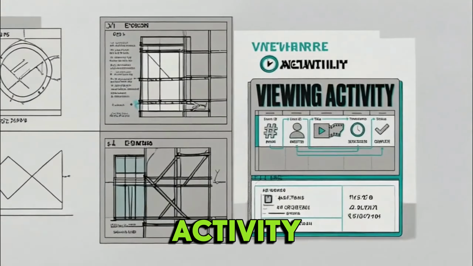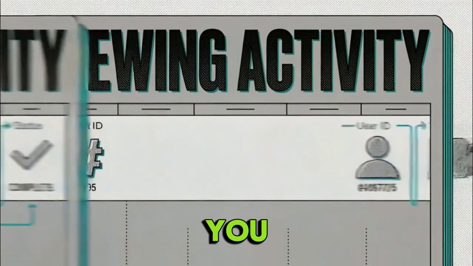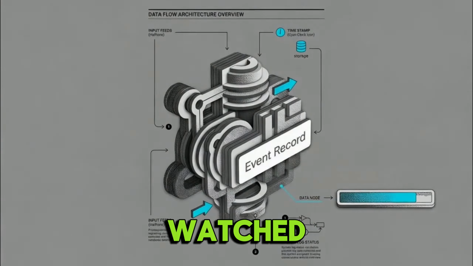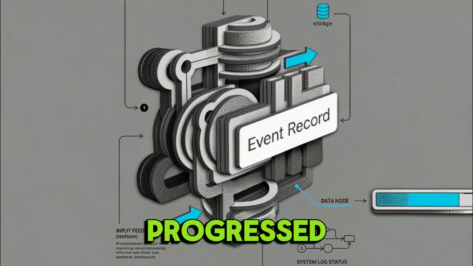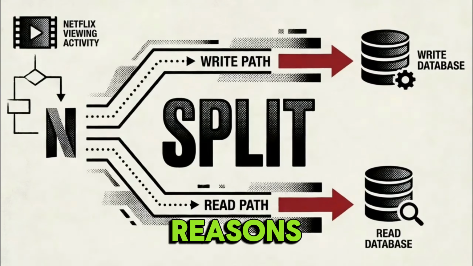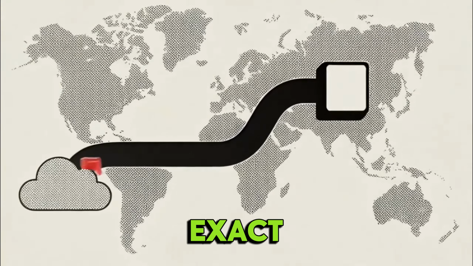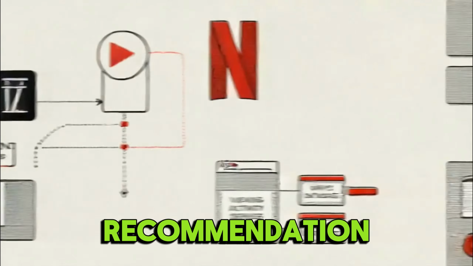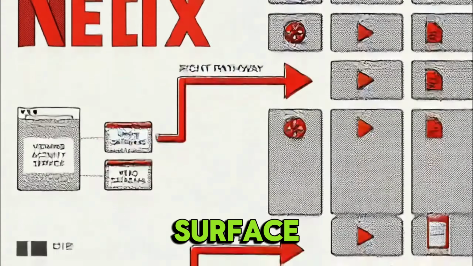The viewing activity service. Every time you watch something on Netflix, the platform needs to track precisely what you watched and how far you progressed. This is critical for two reasons. First, it needs to remember your exact position, so you can resume from where you stopped. Second, it feeds the recommendation engine that decides what to surface for you next.